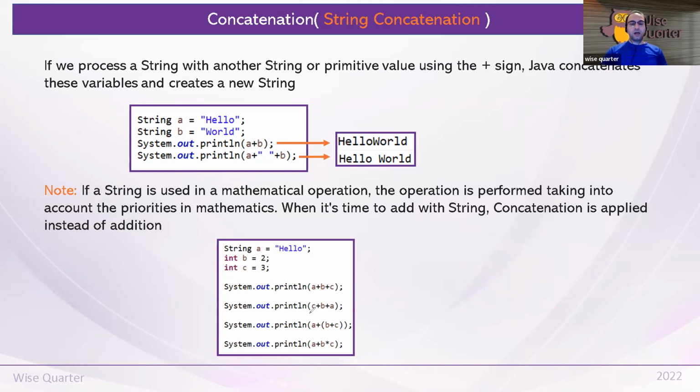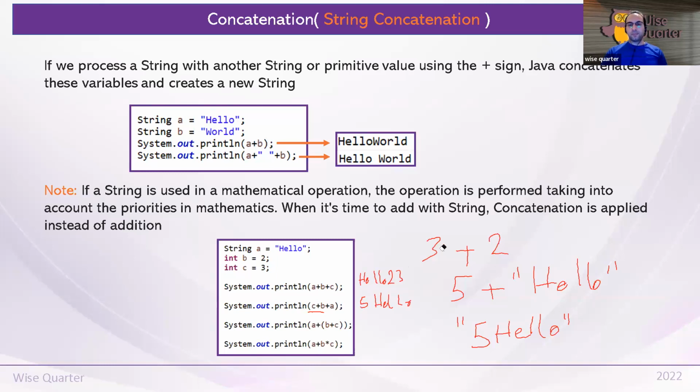For the second one, you know, Java always starts from the left side. It says C plus B. C is 3 and B is 2. That's the first calculation. Is there any string here? No, both of them are numbers. It will do the calculation because there's no string here, not yet at least. And it will be 5. When I add A to it, which is hello, now there's a string in the calculation. It will be like this: 5 hello. Let's write it. 5 hello. The first one was hello 2 3.